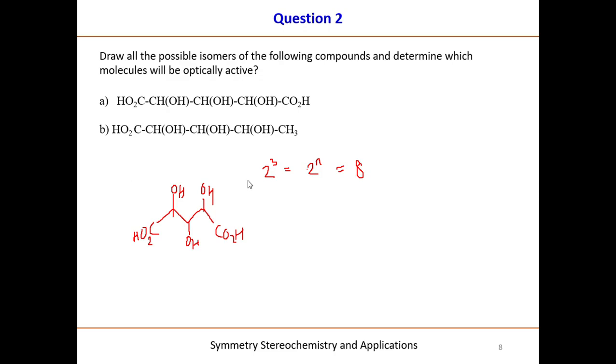So I will write here the CO2H group here, CO2H group here. Then one possibility is that all the OH groups will be on wedge line, that means on the front side. That is one possibility.